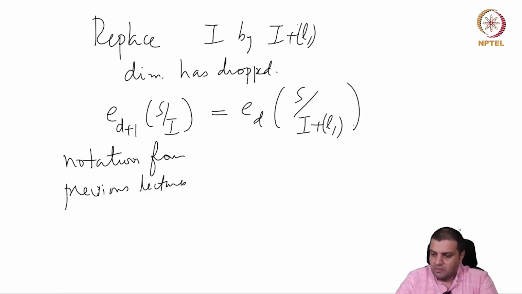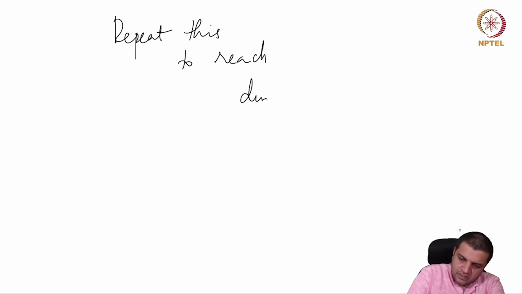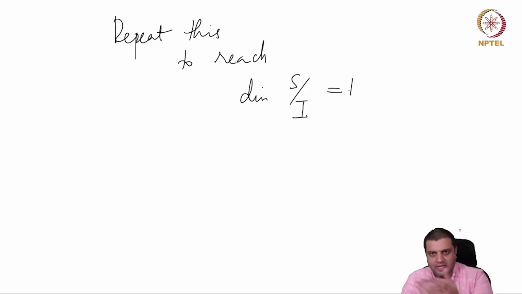Then we can just repeatedly do this and get to the situation where the dimension of S mod I equals 1. Again, we can factor out.